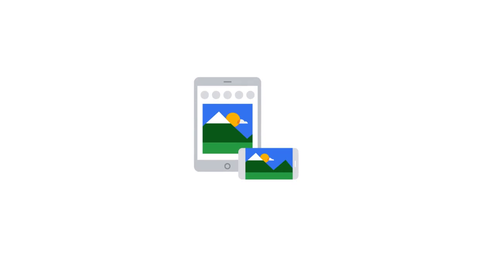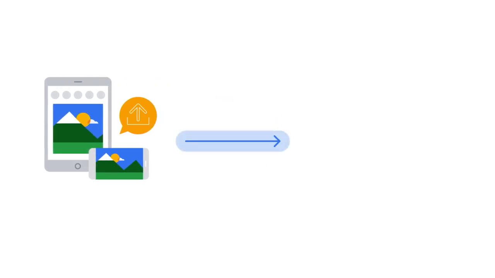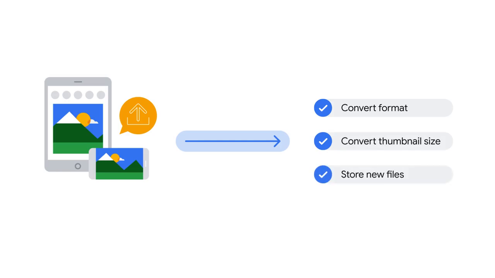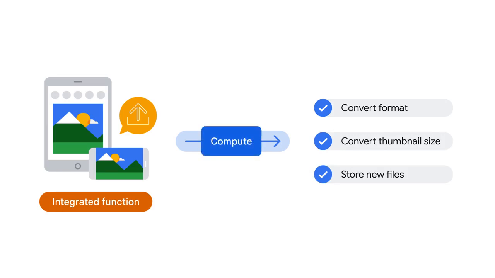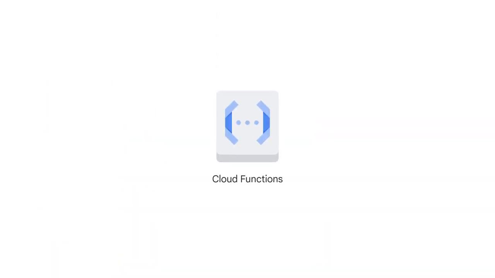Many applications contain event-driven parts. For example, maybe you have an application that lets users upload images. When that event takes place, the image might need to be processed in a few different ways, like converting the image to a standard format, converting a thumbnail into different sizes, and storing each new file in a repository. You could integrate this function into your application, but then you'd have to provide compute resources for it, whether it happens once a millisecond or once a day. With Cloud Functions, you could write a single-purpose function that completes the necessary image manipulations and then arrange for it to automatically run whenever a new image is uploaded.